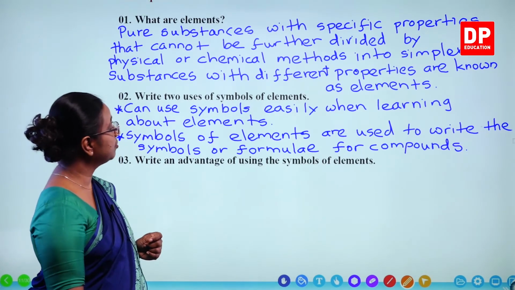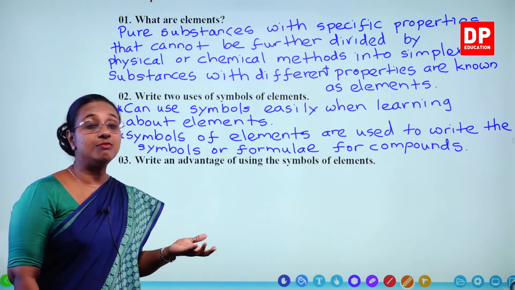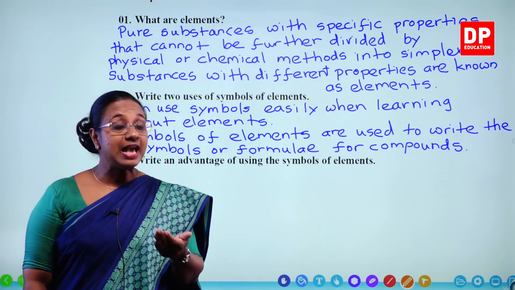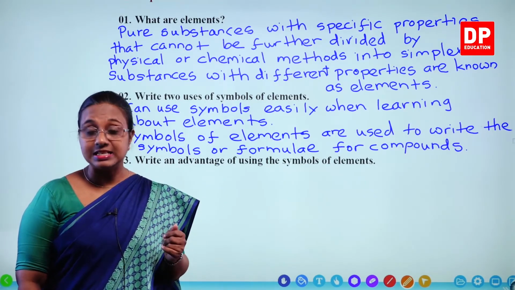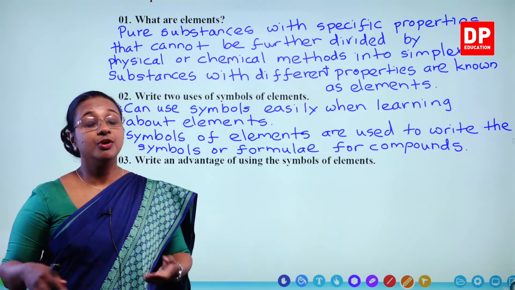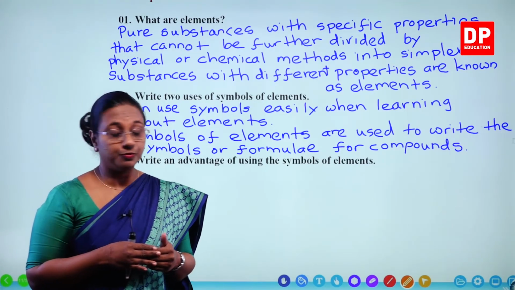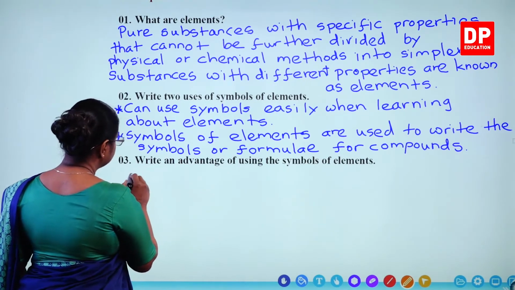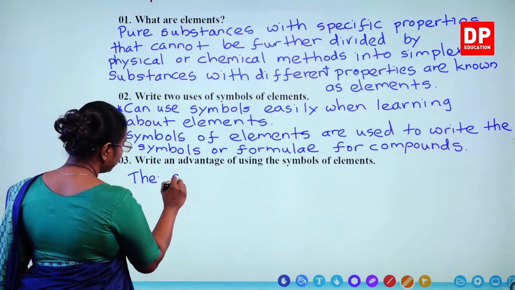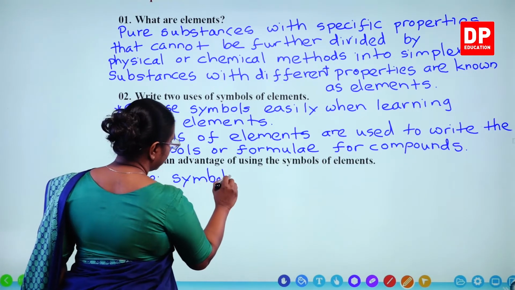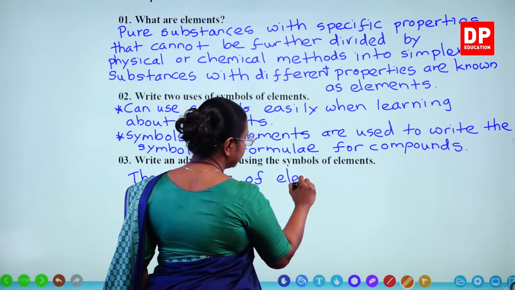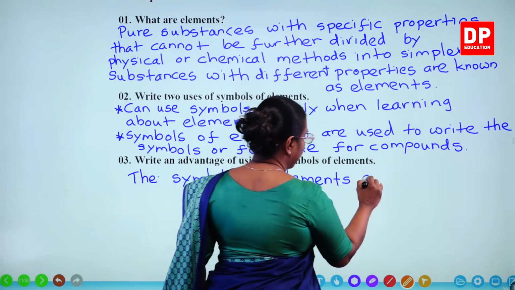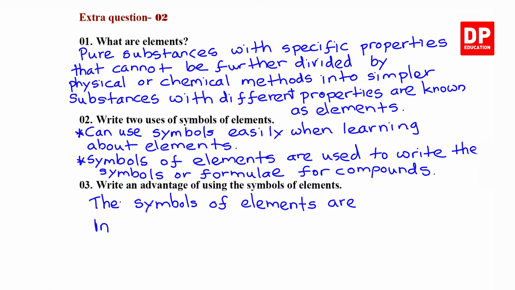Write an advantage of using the symbols of elements. What is the advantage? Now these symbols are standard symbols and they are accepted internationally. So therefore, wherever you go, you know what element they are referring to. So that is an advantage of using the symbols of elements. So here we can say the symbols of elements are internationally used.